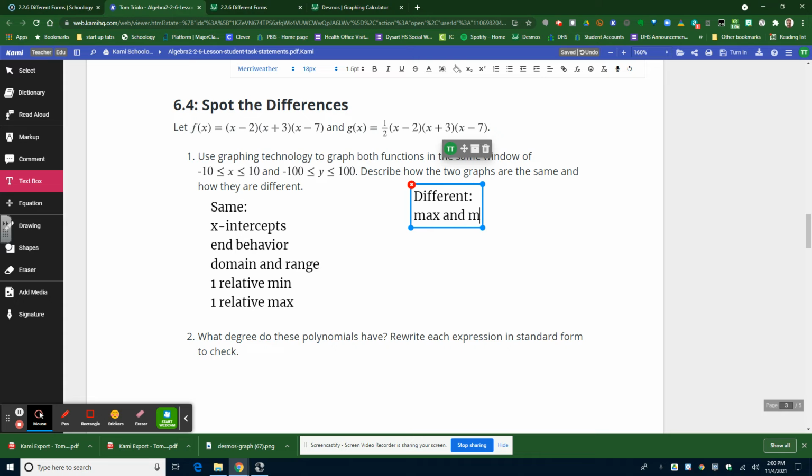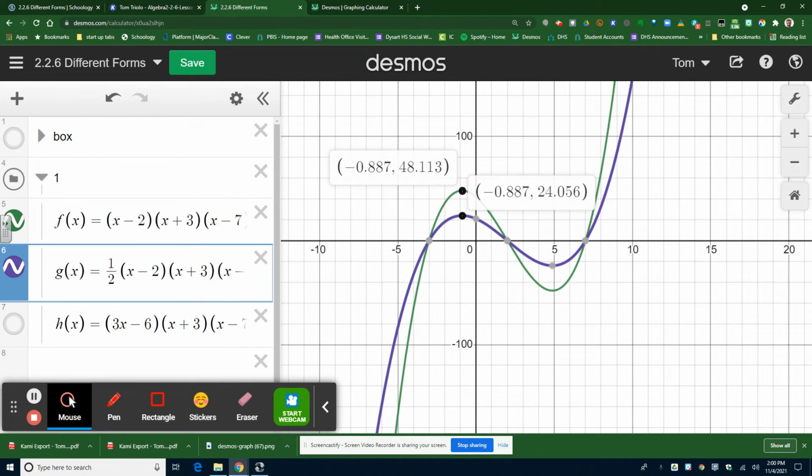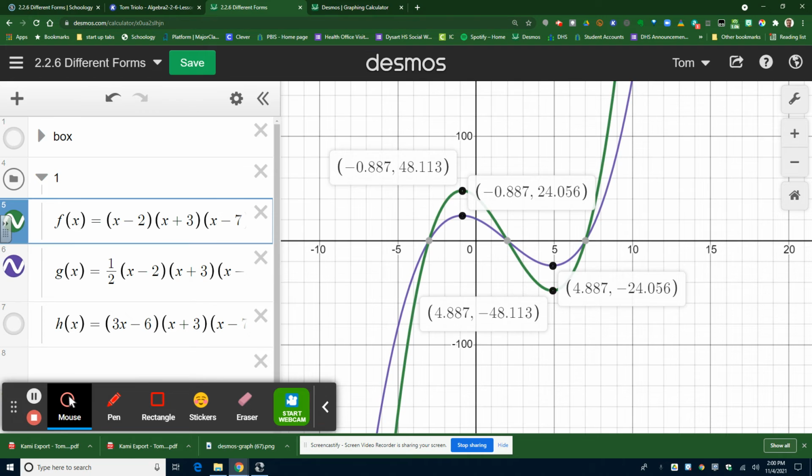And min. So if I take a look at my graph, this one's got a relative max at 48.13, and this one's got a relative max at 24. They look really kind of like they're connected somehow, huh? So it looks like the purple one is about what of the green one? Half. Hey, look at the coefficient in front of all the parentheses.